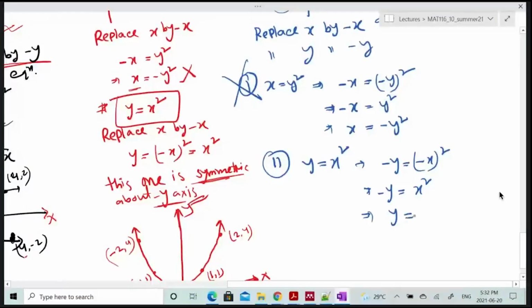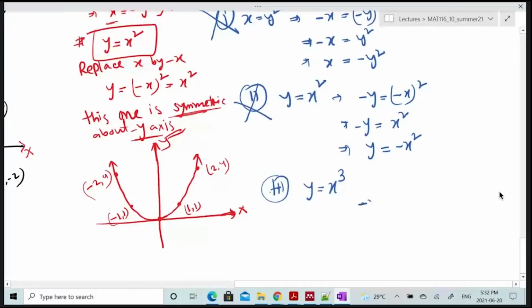So let's pick another example. Third one, y equal to x cubed. If we replace y by minus y and x by minus x, now let's see the magic. Minus y equals minus x cubed. This will be symmetric. So this is symmetric about origin.